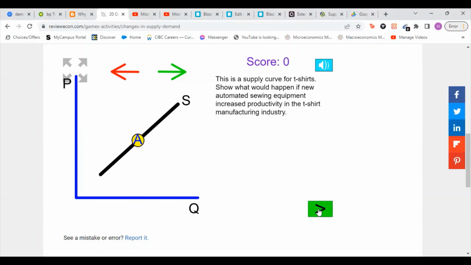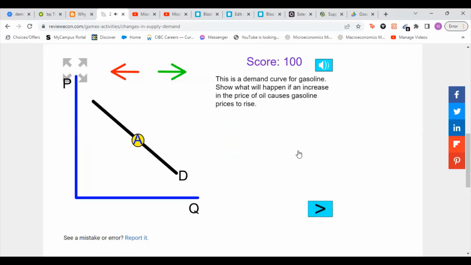And then this is a supply curve for t-shirts. Show what will happen if new automated sewing equipment increases productivity in the t-shirt manufacturing industry. So what would happen in this case? The supply curve will shift to the right. Yes, that's great.